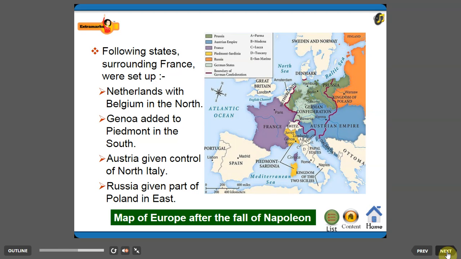And not only this, the following states surrounded France from all sides so that in future France could not have expansionist policies like it had under Napoleon. The Netherlands with Belgium got power in the north. Genoa was added to Piedmont in the south. Austria was given the control of northern Italy, and Russia was given part of Poland in the east. So this way you can say France was surrounded from all sides by the winning powers.